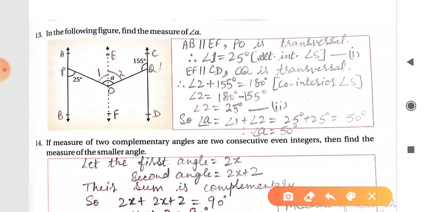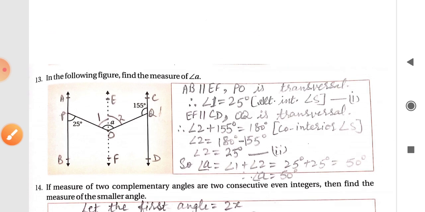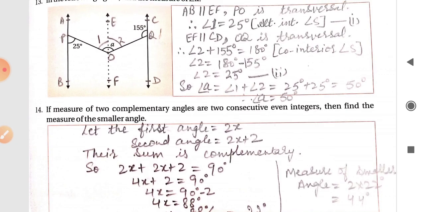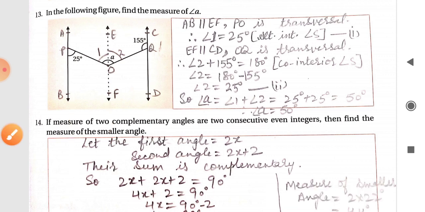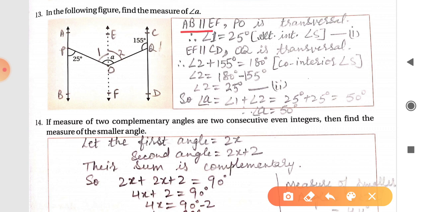In the figure we can see that AB, EF and CD are parallel lines. If we extend these lines, then they will never intersect each other. So they are parallel lines. So first of all take AB and EF. AB is parallel to EF and PO is a transversal line.